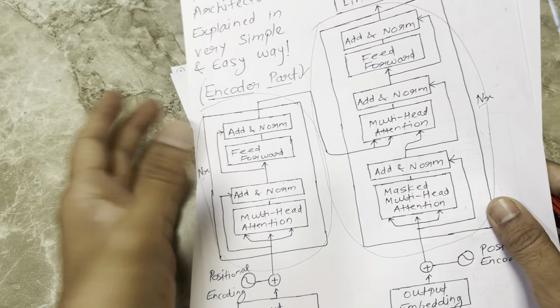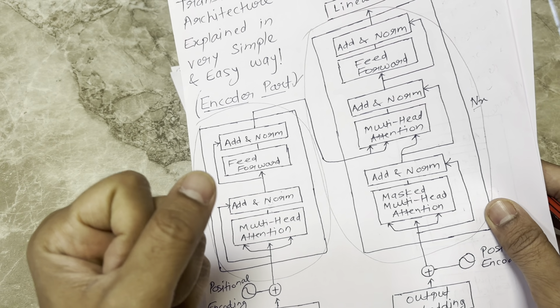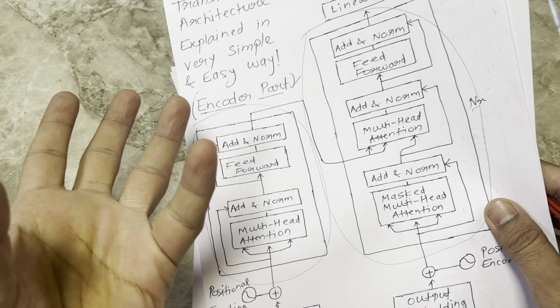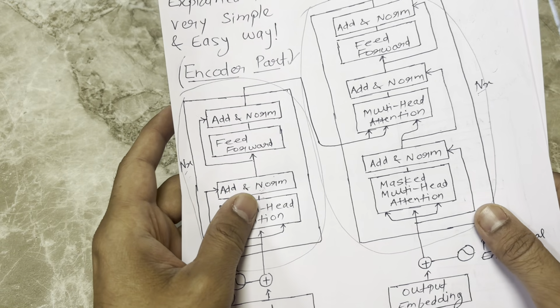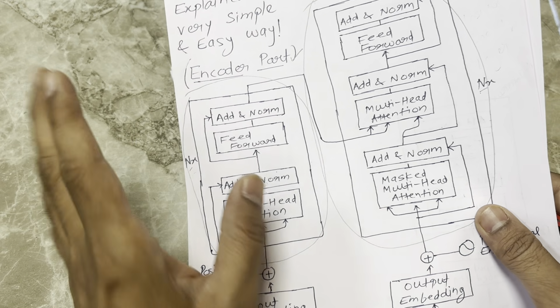Okay. Obviously, the question might have arisen: why 6? So I've told you, right? It's all through experimentation.